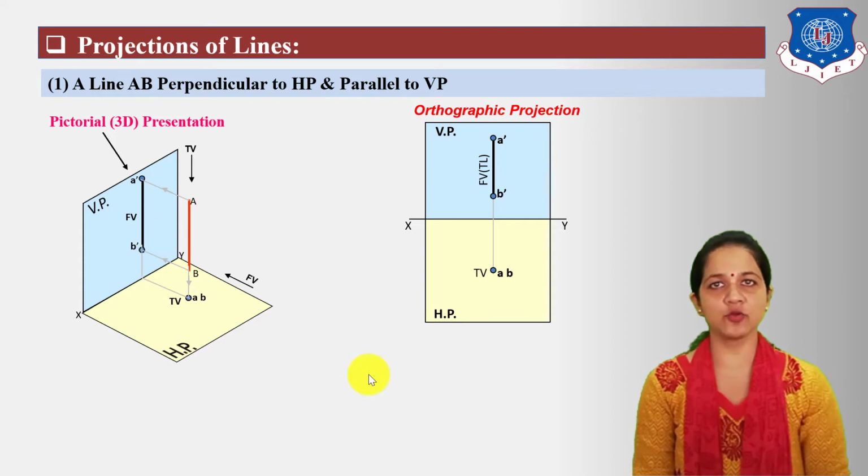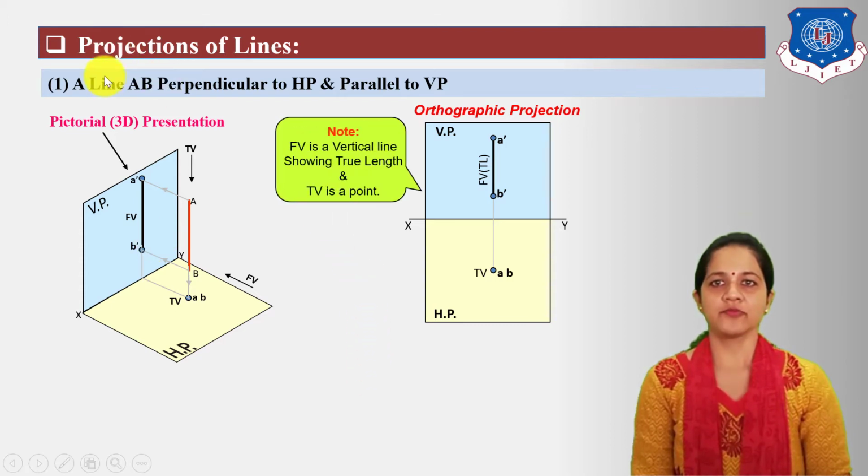Now what is the conclusion of this case? When a line is perpendicular to HP and parallel to VP, at that time the front view is a vertical line showing true length and the top view is a point.